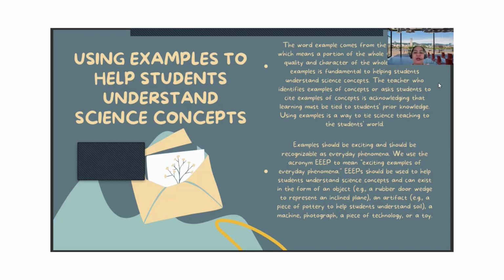EEPs should be used to help students understand science concepts and can exist in the form of an object, like for example, a rubber door wedge to represent an inclined plane, an artifact, a piece of battery to help students understand soil, a machine, a photograph, a piece of technology, or a toy. Just like what I said earlier, a flower, if you were having a discussion about parts of plants, or the five senses, would trigger the nose. So that's an example of examples.